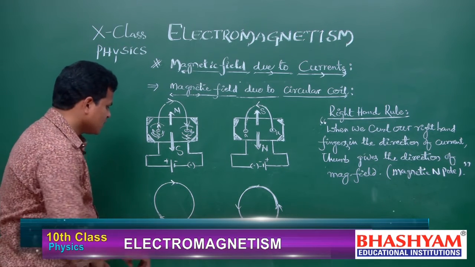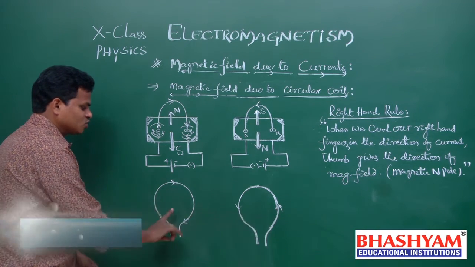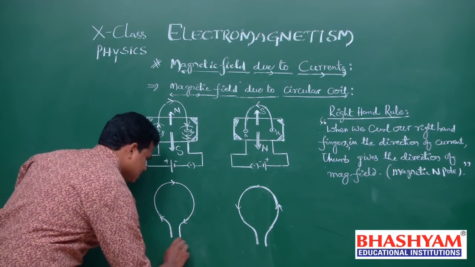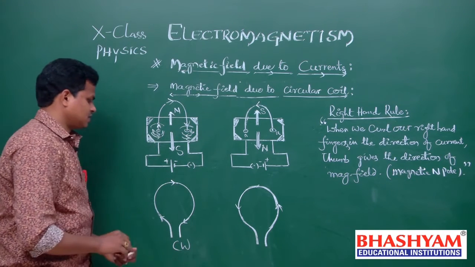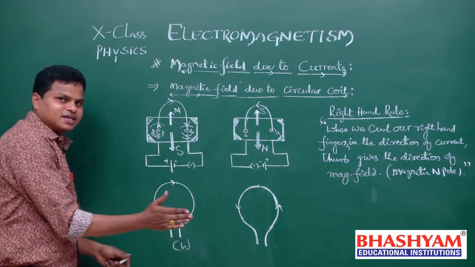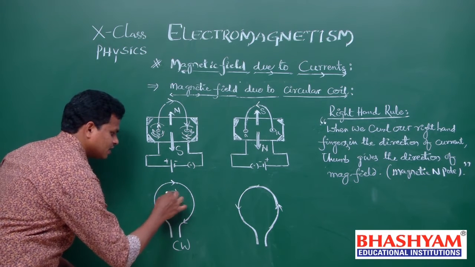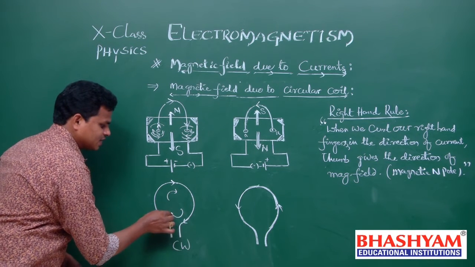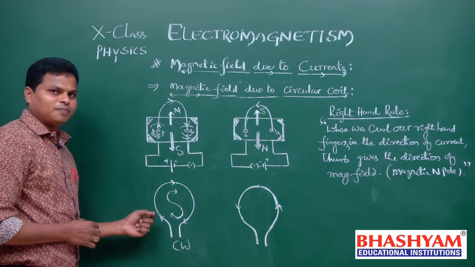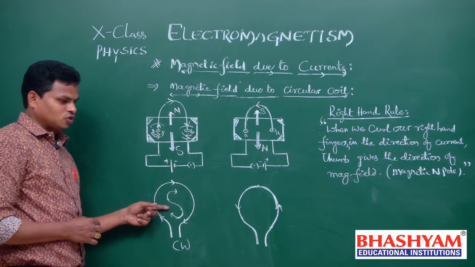Now, this is the direction of current. The current passed through the coil is in a clockwise direction. Now, the face of the loop acts as a south pole. South means the direction like this, here like this. Now, this is the south pole. When the current passes through the coil in a clockwise direction, the face of the loop acts as a south pole.